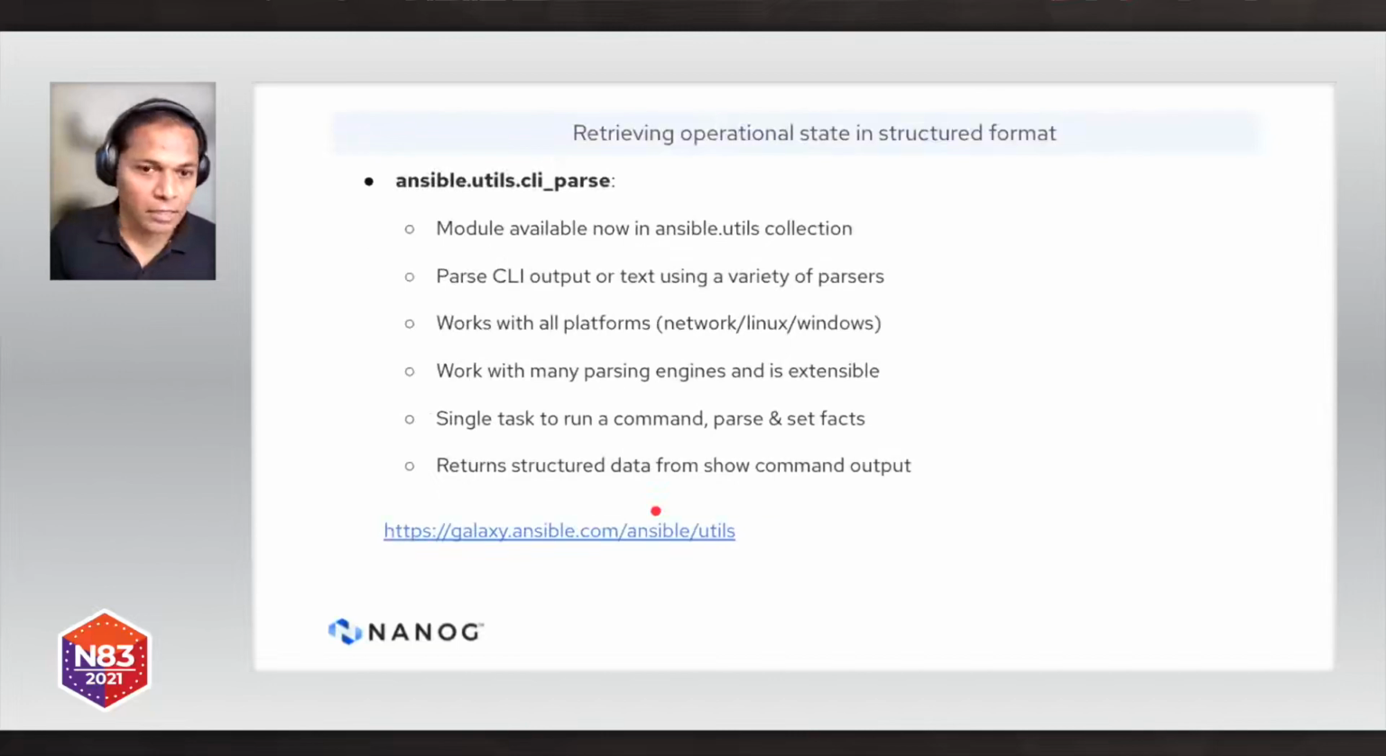So this slide talks about which modules we'll be using for doing this. The first one is the cli_parse module, that is part of the Ansible utils collection. This module basically takes a plain text response and converts it into structured data. It works with all kinds of devices, network, Linux, or Windows hosts. It supports various parsing engines. There are a whole bunch of parser engines that are available there that are open source. This module leverages those parser engines.